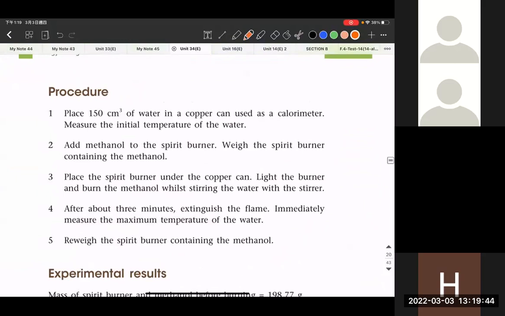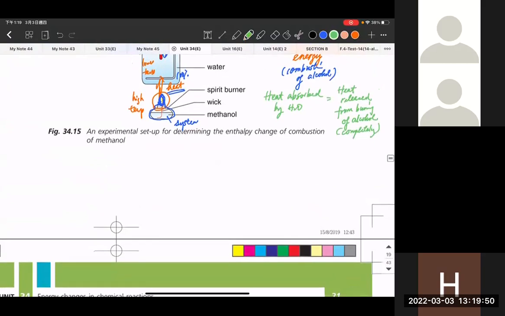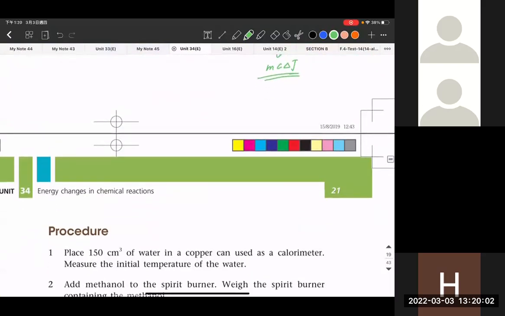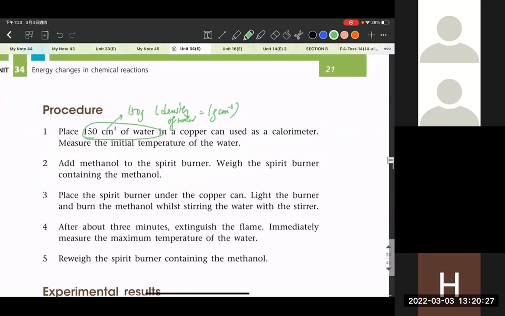So let's take a look at the procedure. We are going to measure the heat absorbed by water, so the calculation should go to mc delta T: the mass of water, the specific heat capacity of water, as well as the temperature rise of water. So the mass of water should be carefully measured. Usually we use volume, and you can directly jump to the mass of water. Why? The density of water is equal to 1 gram per cm cube. So you use this relationship to directly jump to this.